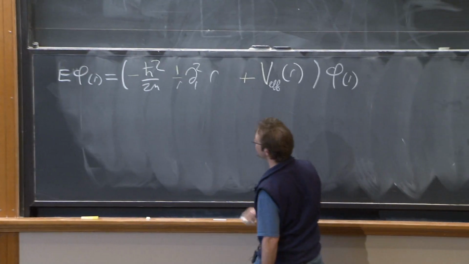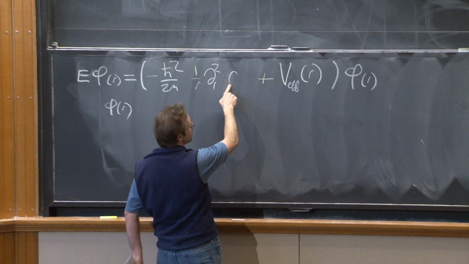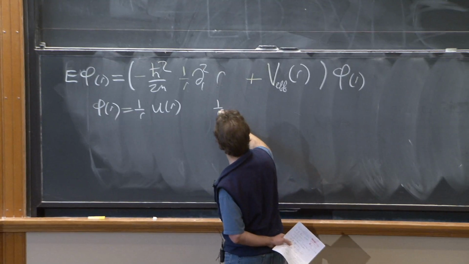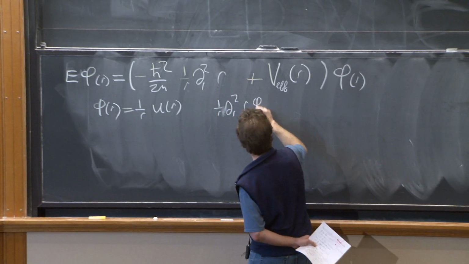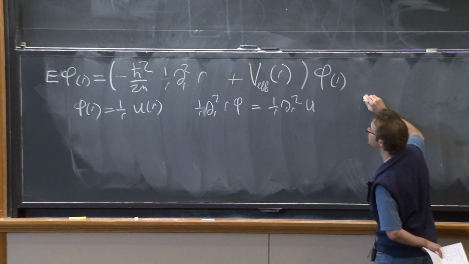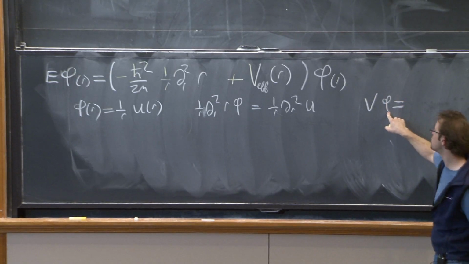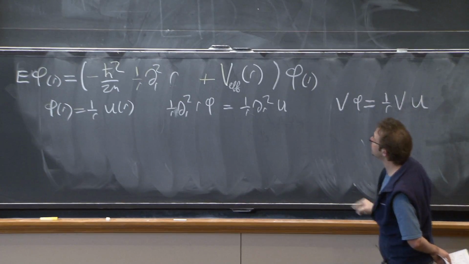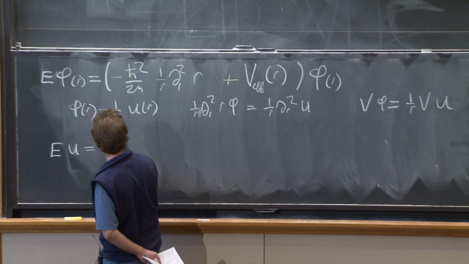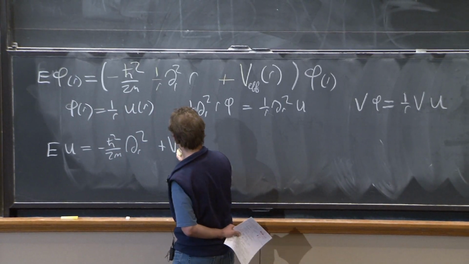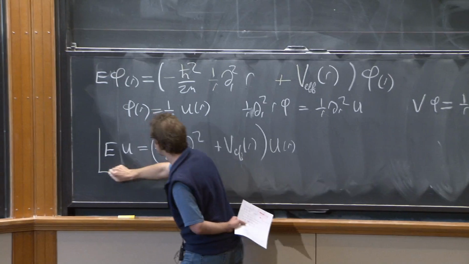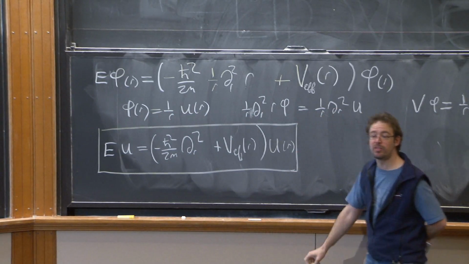So this r is annoying, and this 1 over r is annoying, but there's a nice way to get rid of it. This r we want to get rid of. So let phi of r equal 1 over r times u of r. Then 1 over r, d squared dr squared of r phi is equal to 1 over r, d squared dr squared of r times 1 over r times u, which is just u. Meanwhile, V on phi: V doesn't have any r derivatives, it's just a function. So V on phi is 1 over r, V on u. So this equation becomes E on u, because this also picks up a 1 over r, is equal to minus h bar squared upon 2m, d squared dr squared plus V effective of r, on u of r. And this is exactly the energy eigenvalue equation for a 1D problem with the following potential.